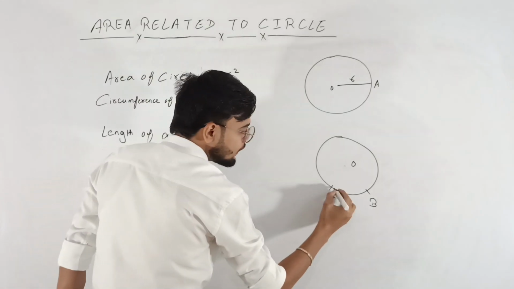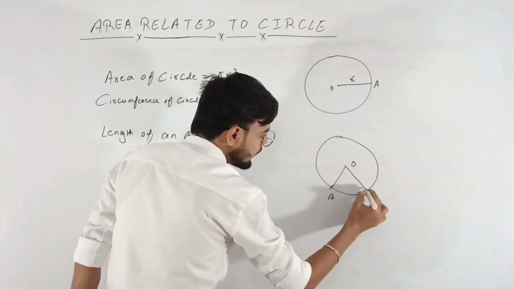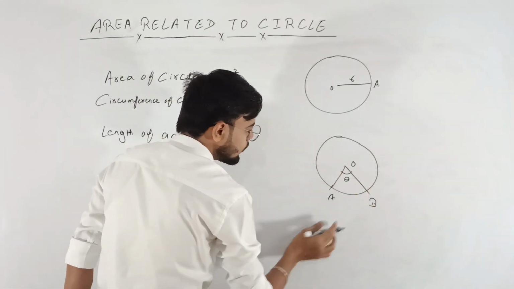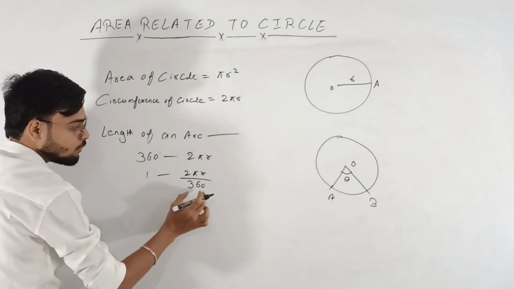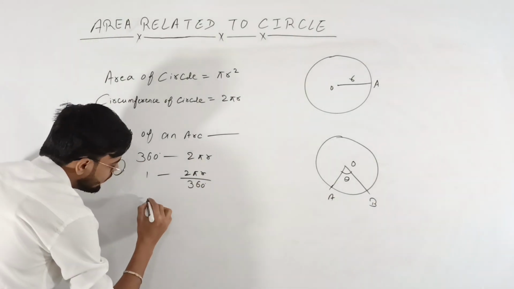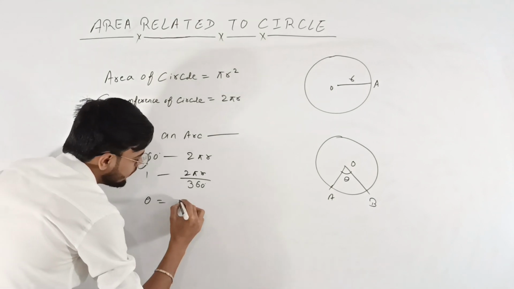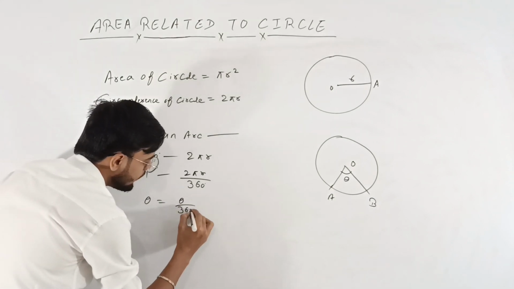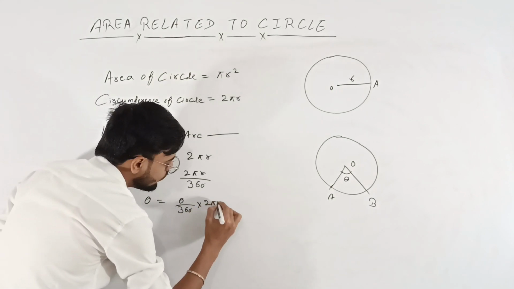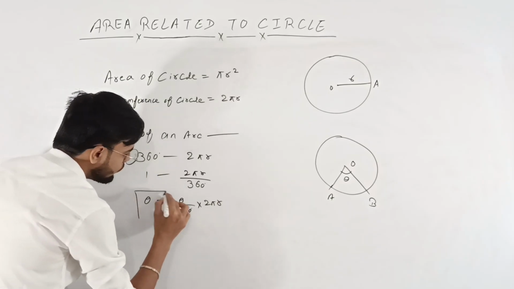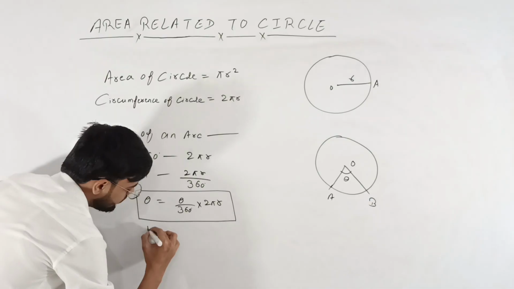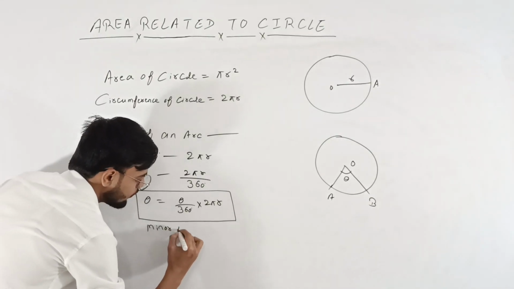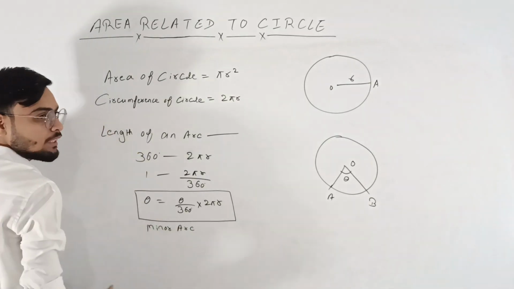Okay. Now this arc makes an angle with the center, and I name this angle theta degree. So now look, for 360 degree, this is 2 pi r. For 1 degree, 2 pi r upon 360 degree. The same for theta degree, the length is what? Theta upon 360 into 2 pi r. This is the length of the arc, and this is for the minor arc. Now for the major arc, what is it?